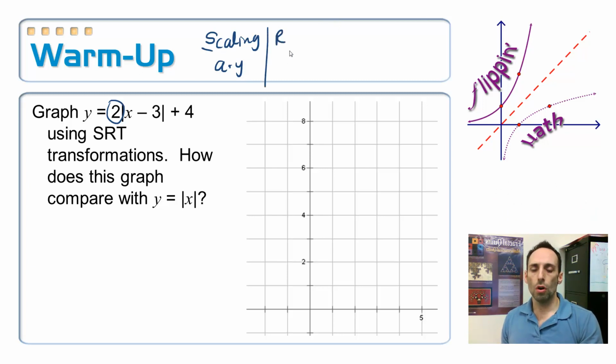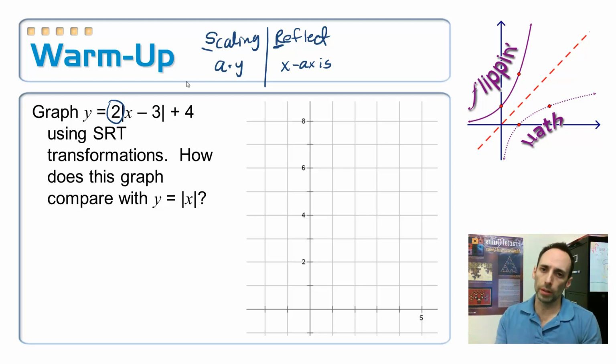And then we have an R for reflection, so we're reflecting. In algebra 2, there's only one thing you reflect across, and that's the x-axis. In pre-cal, we'll start reflecting across the y-axis. It'll be a little different. Anyway, I know I'm going to reflect across the x-axis if I have a negative right up front, if my a value is negative. I got a positive 2, so I'm not going to be reflecting on this one.